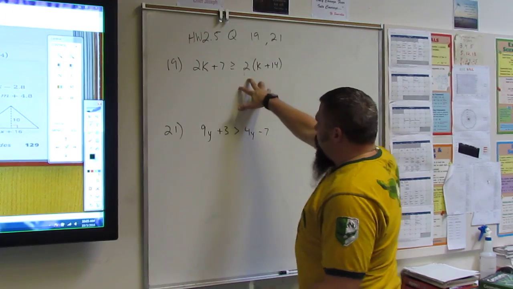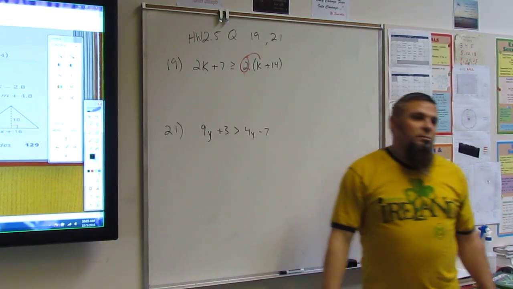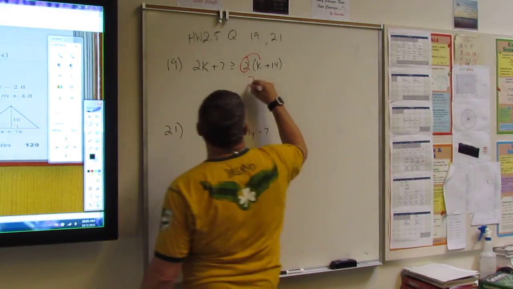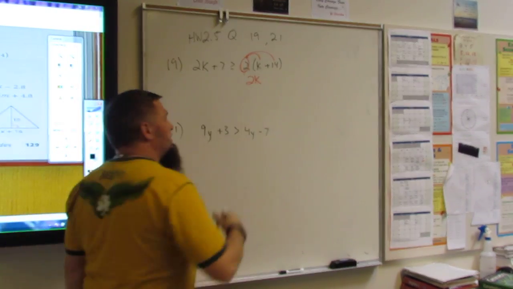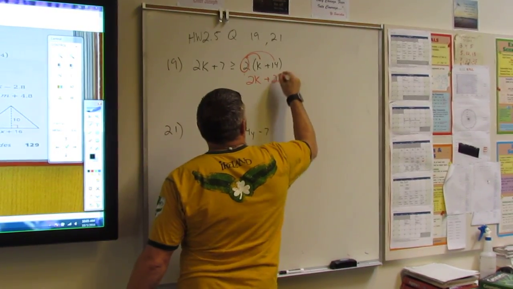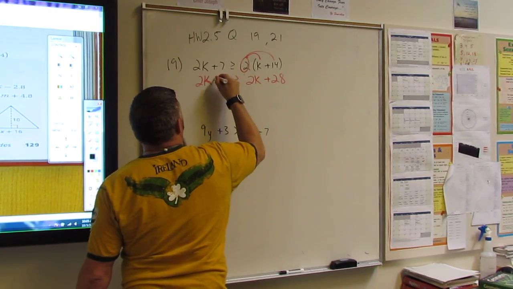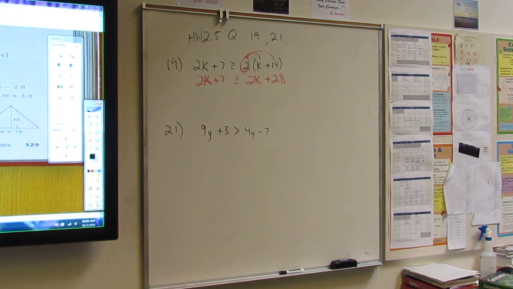All right, for the first one, everybody on the block gets the paper. You should know this. Okay? Everybody on the block gets the paper. That means 2 times K is 2K. That means 2 times 14 is 28. Okay? And then I just bring everything else down. And I change the color of my pen.